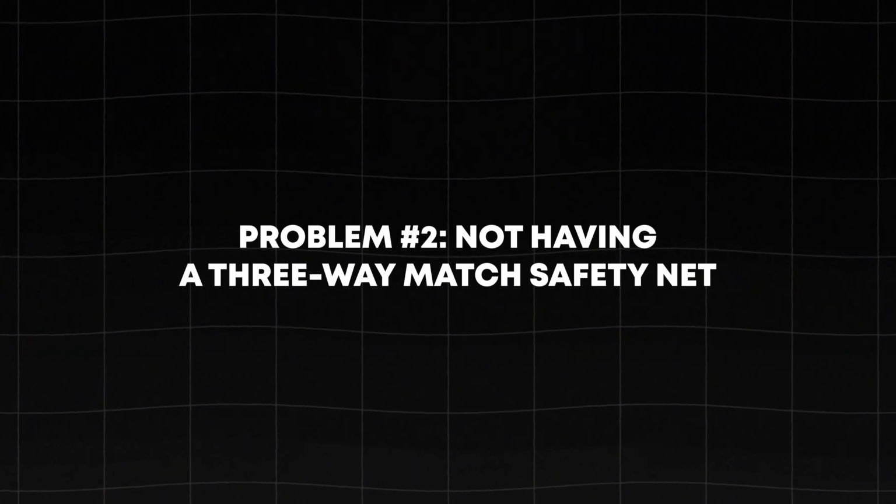Number two is not having a three-way match safety net. Now, I've talked about three-way match in multiple videos, but I'll just briefly talk about this too. You're matching your purchase order with the receipts and invoices. And if you're not doing that today, you might be paying vendors who have not delivered the product, or you are paying the same invoice multiple times.